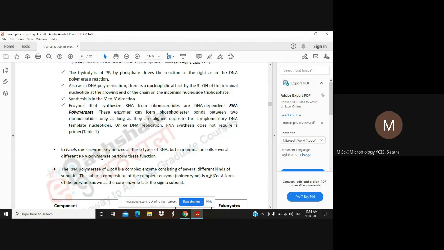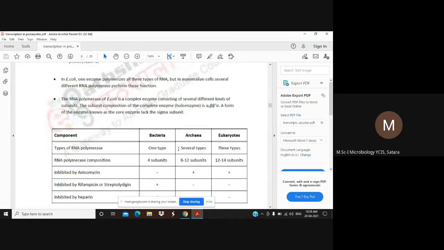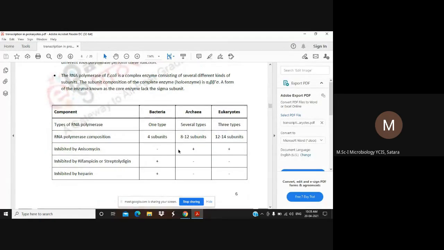So in E. coli, a single enzyme is there for synthesis of 3 types of RNA. So this is the difference between bacteria, archaea and eukaryotes. In case of eukaryotes, there are 3 different polymerases, that is RNA polymerase 1, RNA polymerase 2 and RNA polymerase 3. These are the 3 different RNA polymerases.